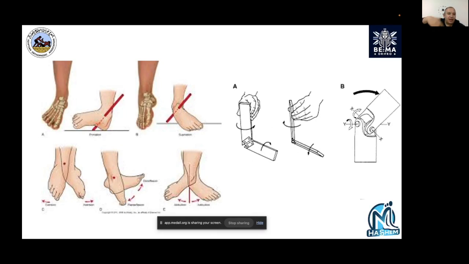And dynamically on the other side, when you dorsiflex, peroneus brevis goes into action. What it does is basically evert and abduct, because it's attached to the base of the fifth. Okay.